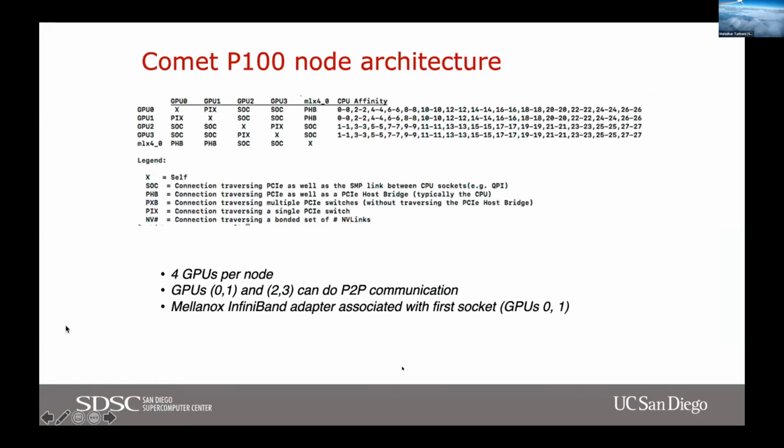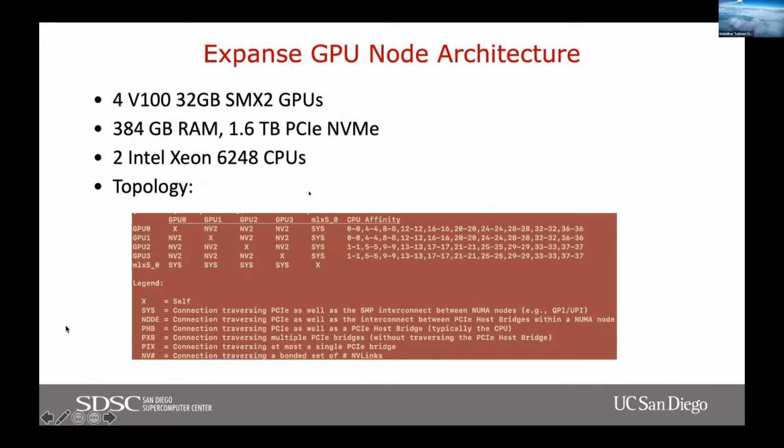Let me see how much time I have. Okay. So the next thing I want to go into is MVAPICH2-GDR results. And I have the Comet P100 architecture here just to show you what changed between Comet and Expanse. On Comet, we had 2 GPUs per socket, but as you can see, going between the sockets, you had to go through the host, and that will have performance implications, and I will show you that. On Expanse, if you look at the same topology information, you have basically NVLink between all the GPUs.